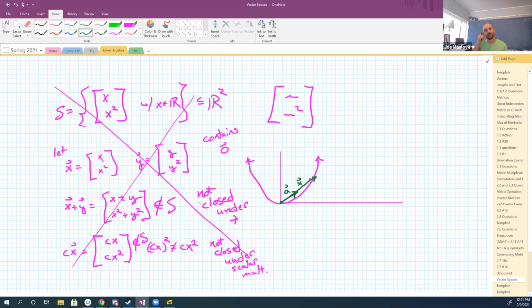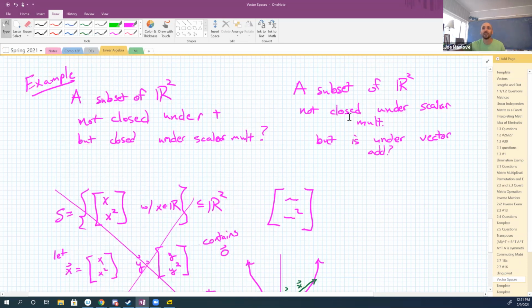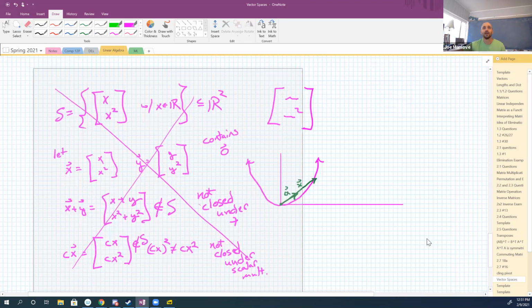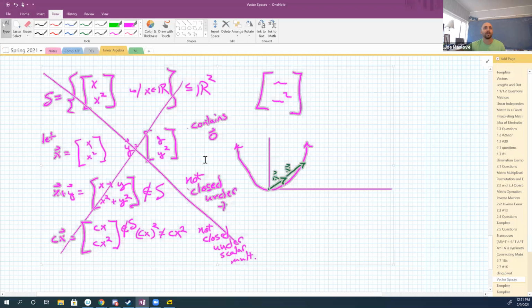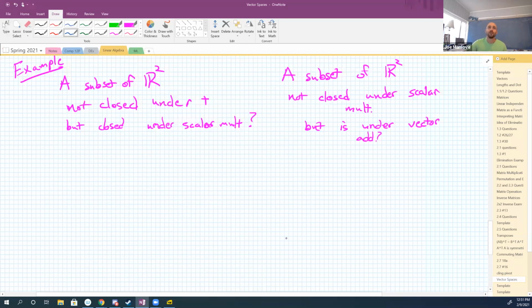I need one that's closed under vector addition, but not scalar multiplication. So here's my claim for that one. Let me take this whole thing and scoot it down a little ways. Okay, so let me consider the subset of R2 that looks like (x, 0) with x bigger than or equal to 0. So this is the right-hand side of the x-axis.